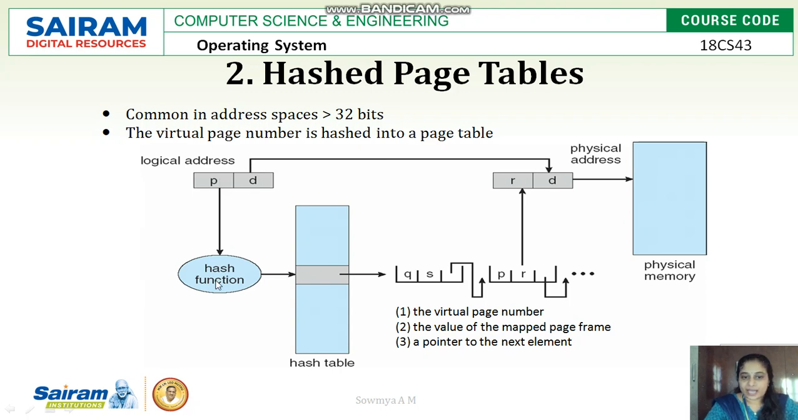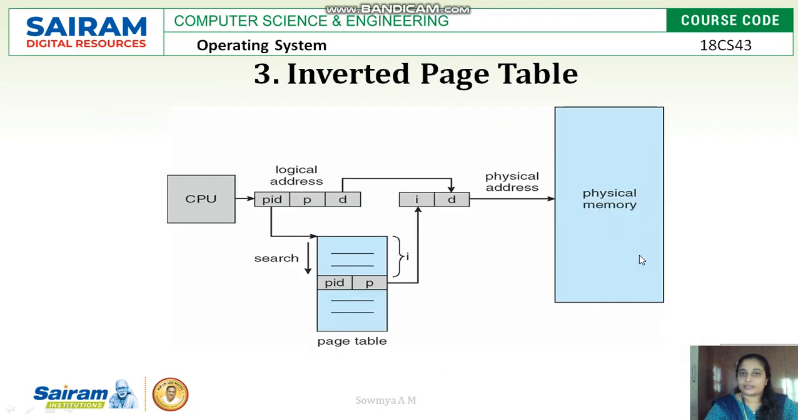To do that, there is a hashing function. The hashing function will fetch the Q value from the hash table: Q, S and P. So the virtual page number, the value mapped to the page frame, and the pointer to the next element are obtained. Q is the virtual page number, S is the value mapped to the frame. QS is translated to the pointer for the next element, which is P and R. So the value of P that you get is converted to R, the actual frame number, and sent. The actual frame number value plus the offset value will give the actual address in the physical device.